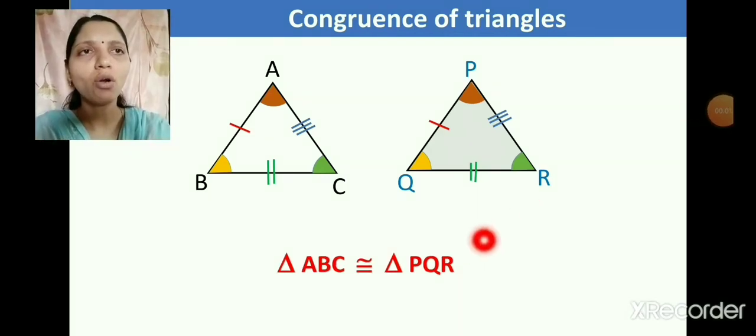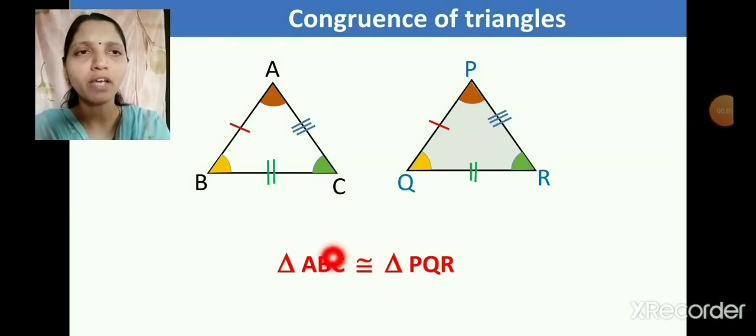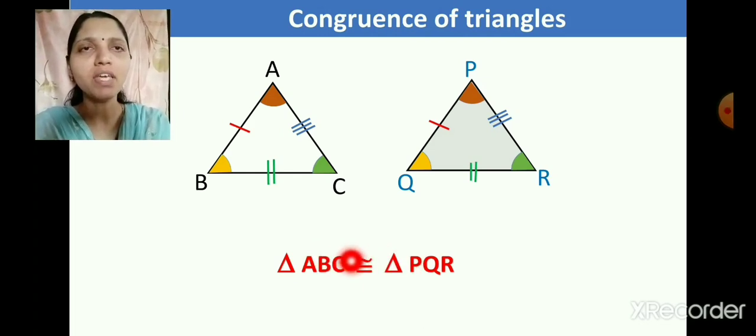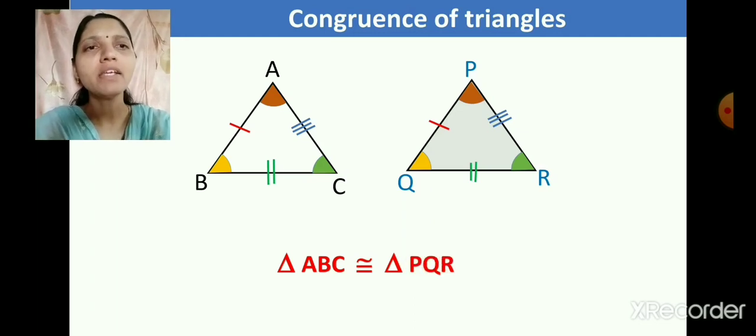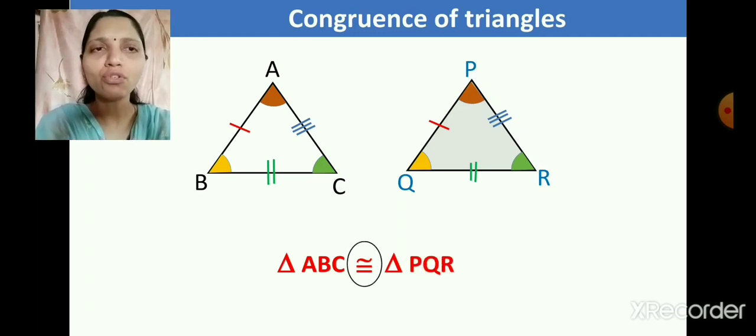Now, the congruency between the two triangles can be written in this form. Triangle ABC is congruent to triangle PQR, and this sign is used to show the congruency between any two figures or any two triangles.